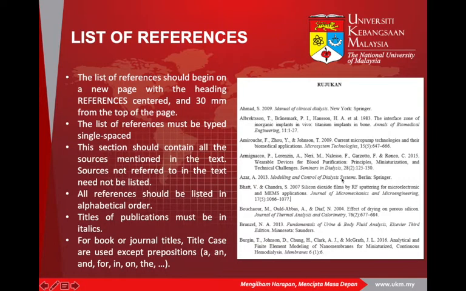The title of publications must be in italic. For example, Annals of Biomedical Engineering or Microsystem Technologies. And the title of publications must be in title case, except for prepositions, for example, and, for, in, on, and the. If you could see here, you have Annals of Biomedical Engineering.